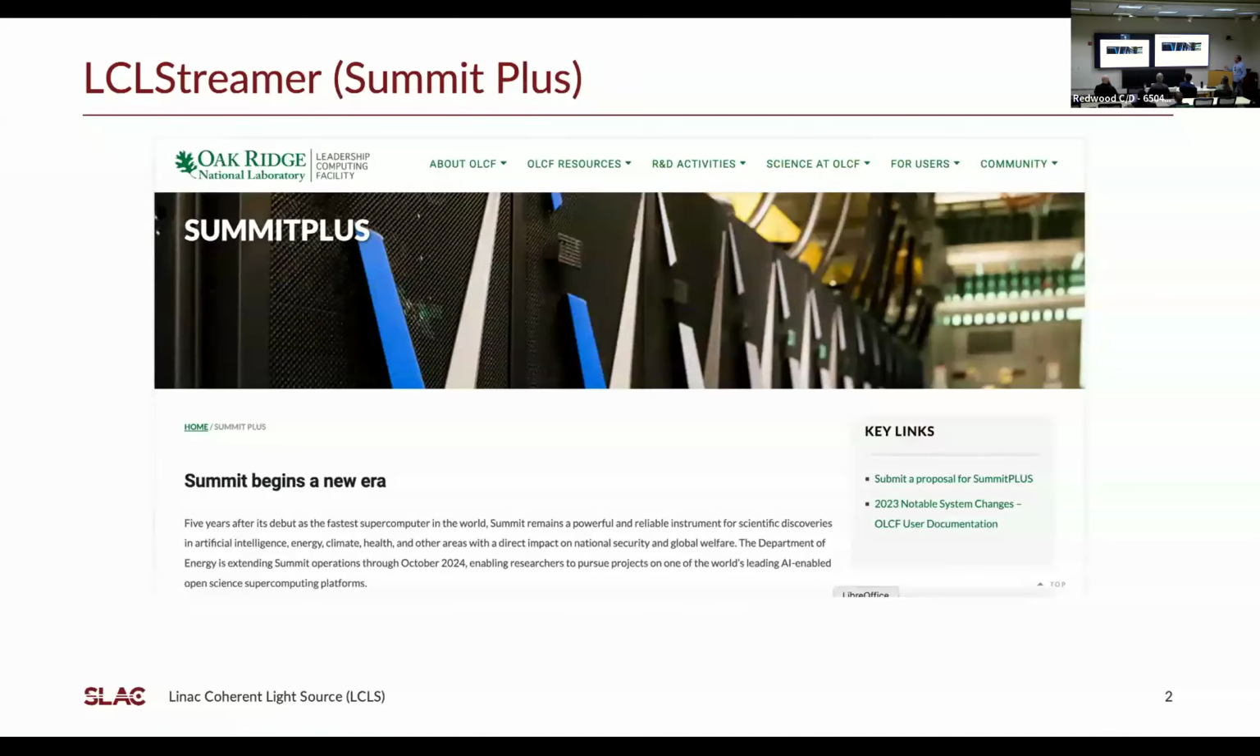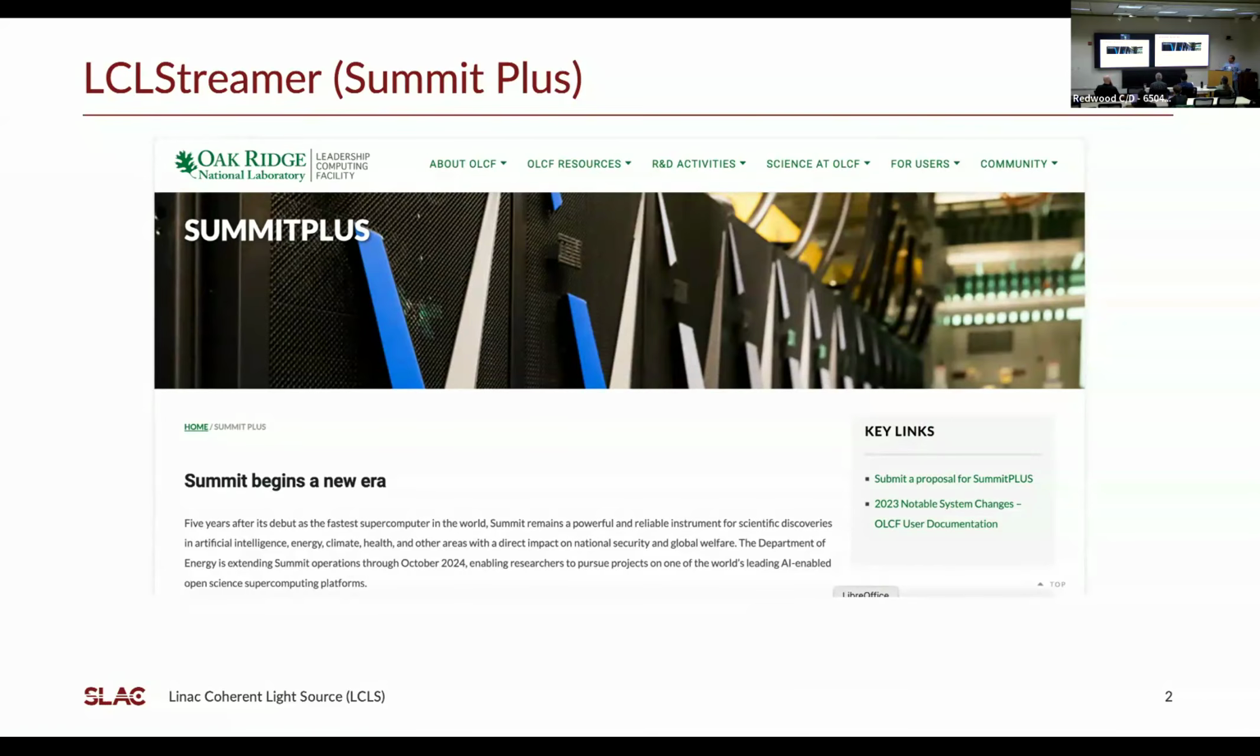Yes. So the LCLS-Stream idea was born within the context of the Summit Plus project. So when Summit was decommissioned, Frontier was not ready yet. So Summit was given to academic institutions essentially for free. They were invited to propose academic research projects, and they could get an allocation, and that's exactly what we did.